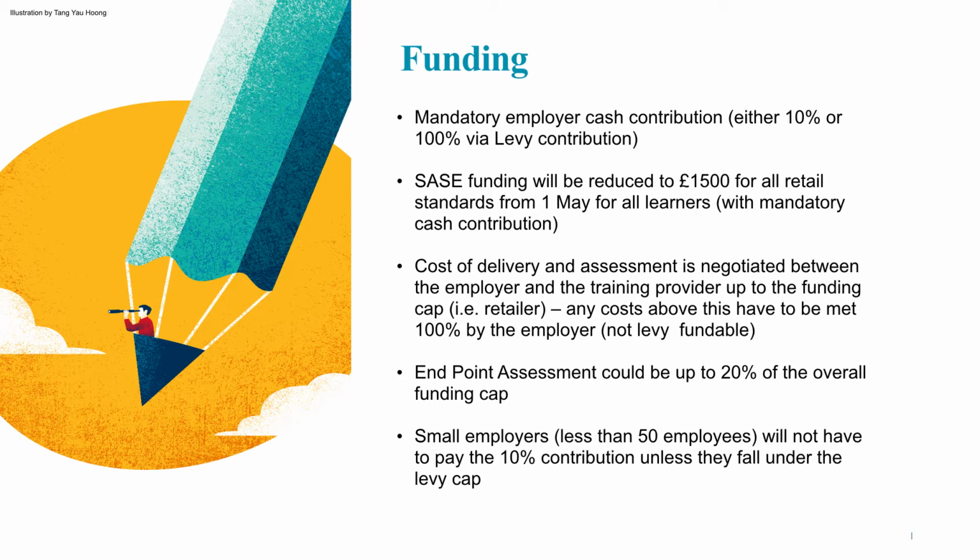As I said earlier, the standards outline the minimum requirements, and there is a 10% cash contribution. At the moment with SACE frameworks, obviously for 19 plus learners, there is a 50% funding reduction on qualifications, and there is an expectation that employers pay that 50% contribution. That contribution is often paid in kind, but going forward it is a mandatory 10% cash contribution.